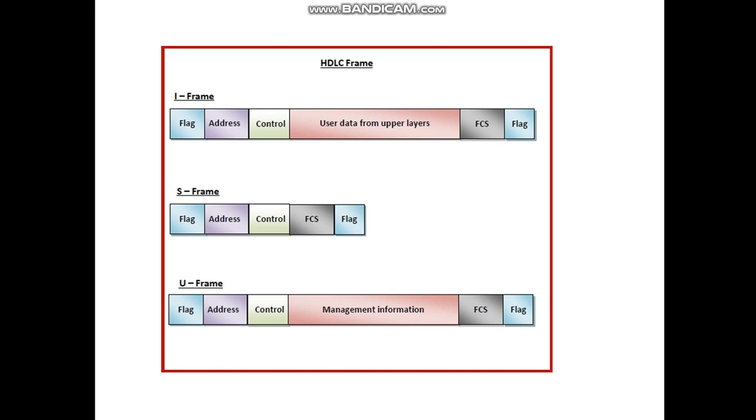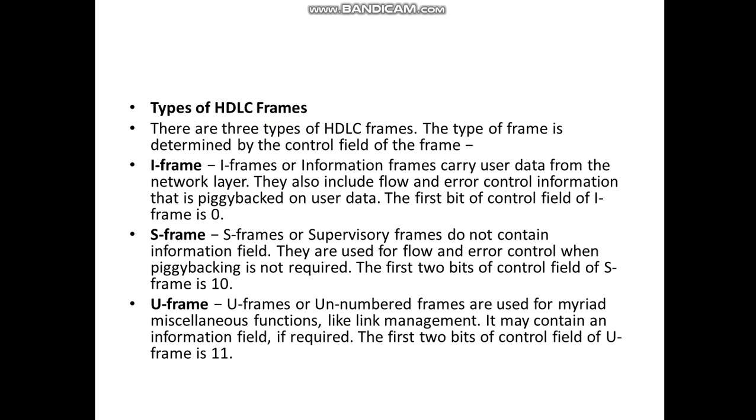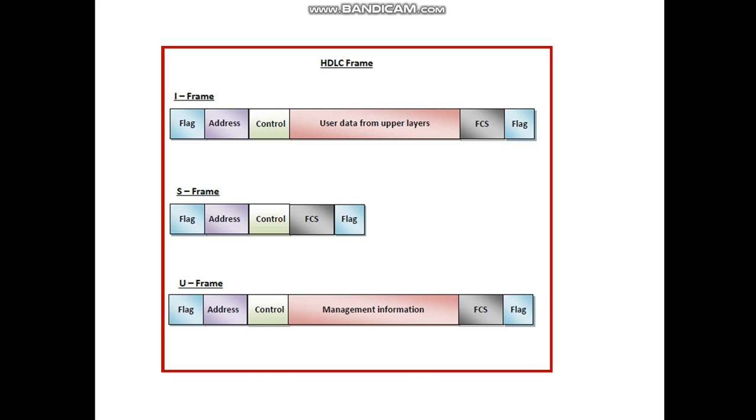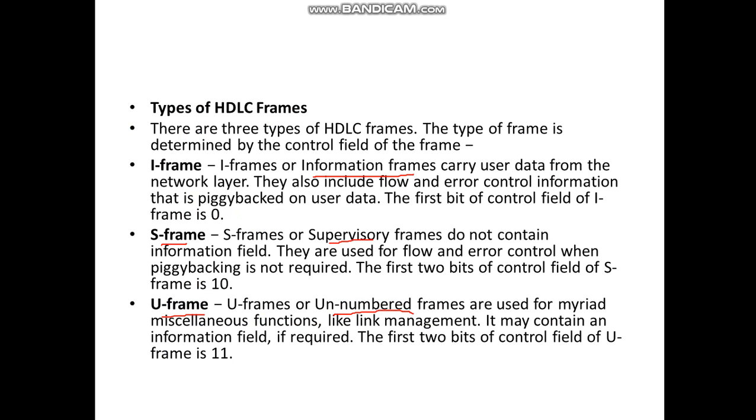Now basically we have three kinds of HDLC frames. One is the I frame, which stands for information frames. One is the S frame, which stands for supervisory frames, and one is the U frame, which stands for unnumbered frames. Now, what are they basically? The difference between the frames is right here. You will notice that the first one is the actual HDLC frame that we saw. This is mainly the information frame, and it is responsible for carrying user data.